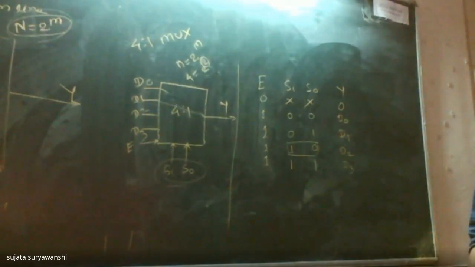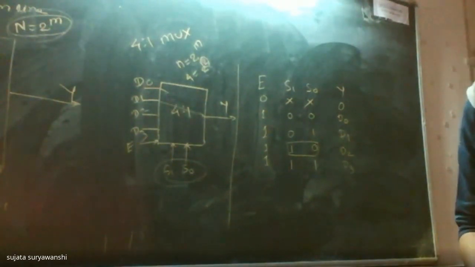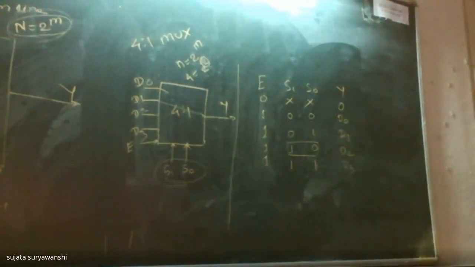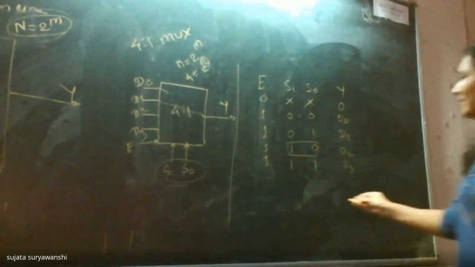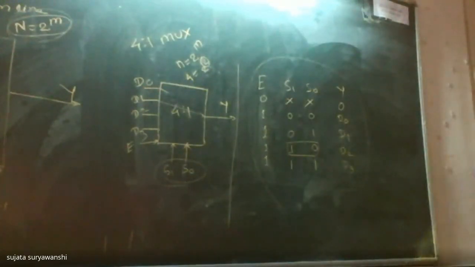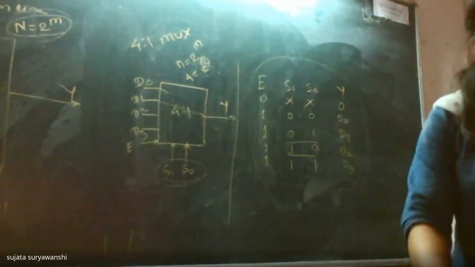Understood? So this is the truth table. Only the equations and the circuit diagram of the 4:1 multiplexer are remaining. We will see them in the next lecture.